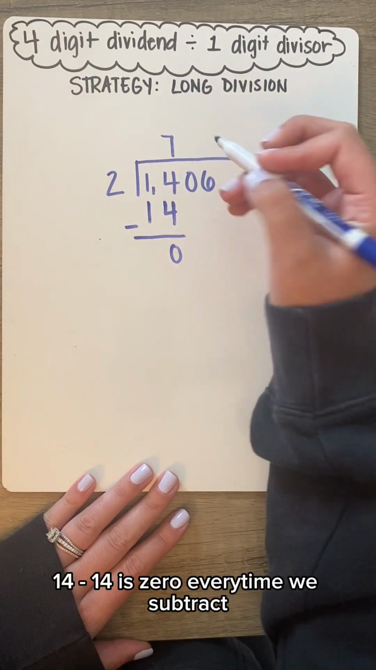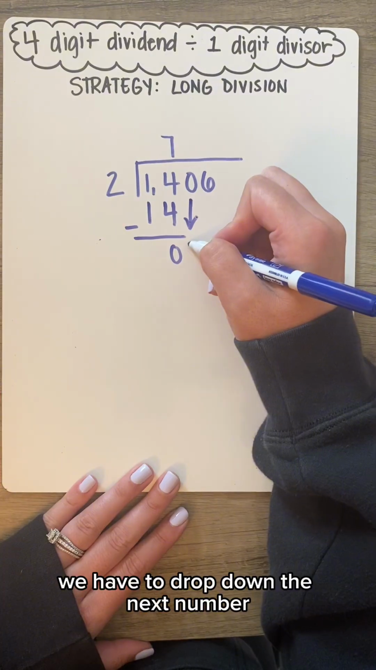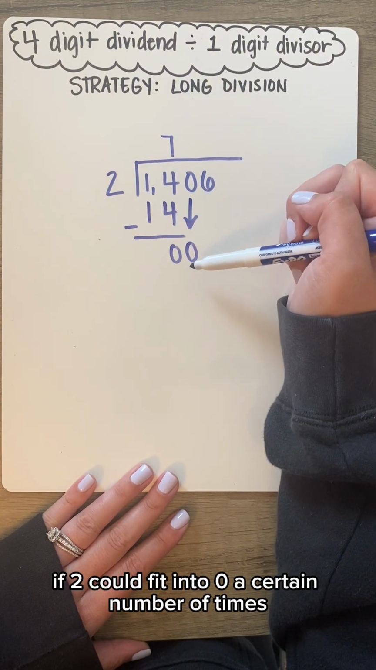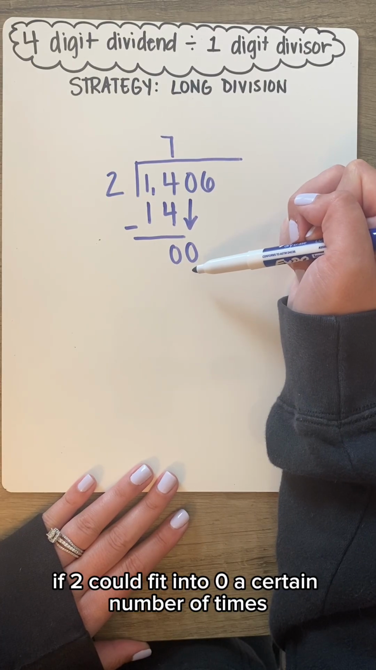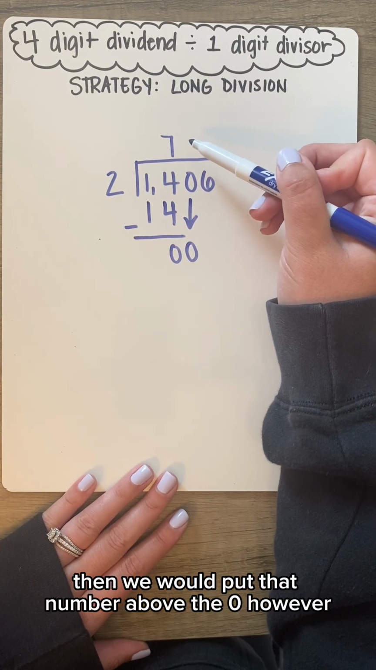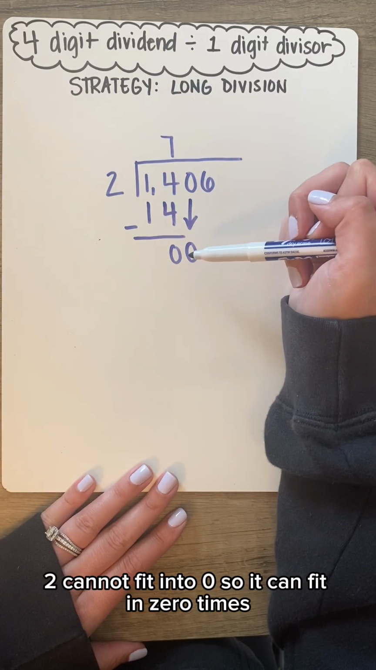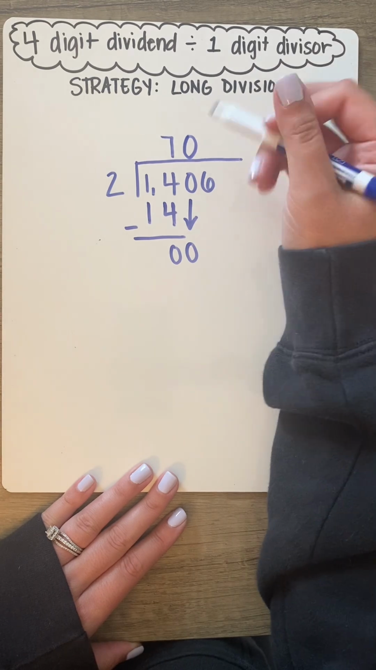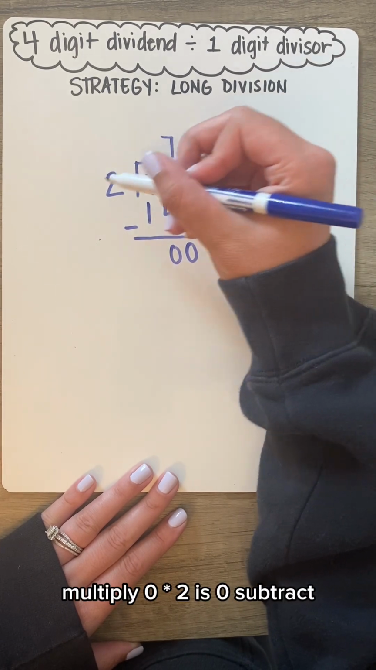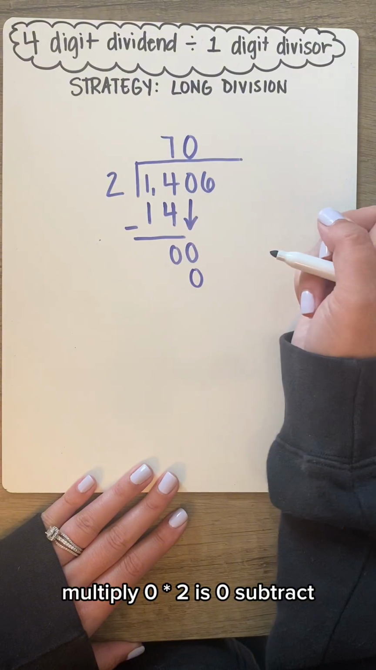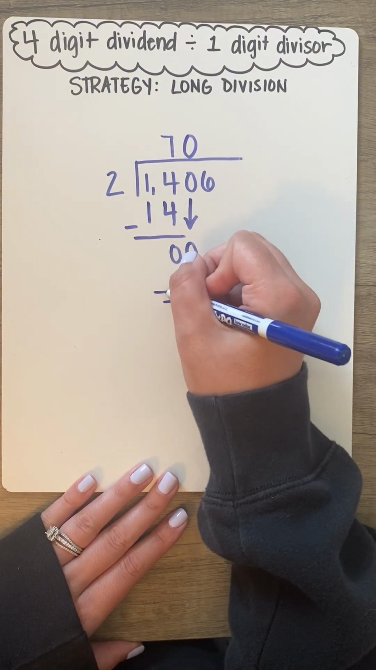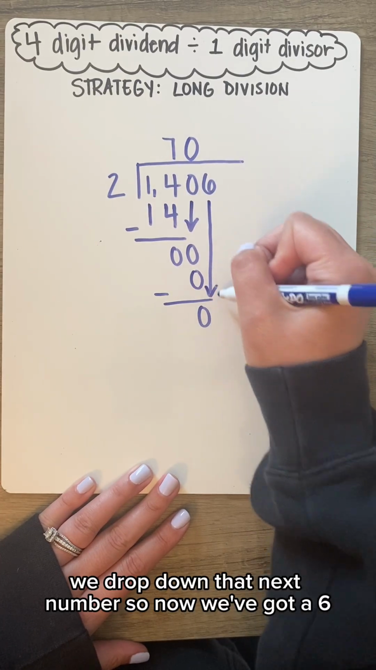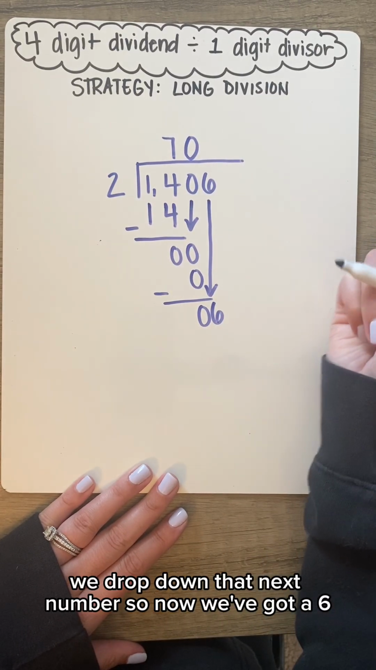Every time we subtract, we have to drop down the next number. And we start the process all over again. If 2 could fit into 0 a certain number of times, then we would put that number above the 0. However, 2 cannot fit into 0, so it can fit in 0 times. Multiply. 0 times 2 is 0. Subtract. Every time we subtract, we drop down that next number. So now we've got a 6.